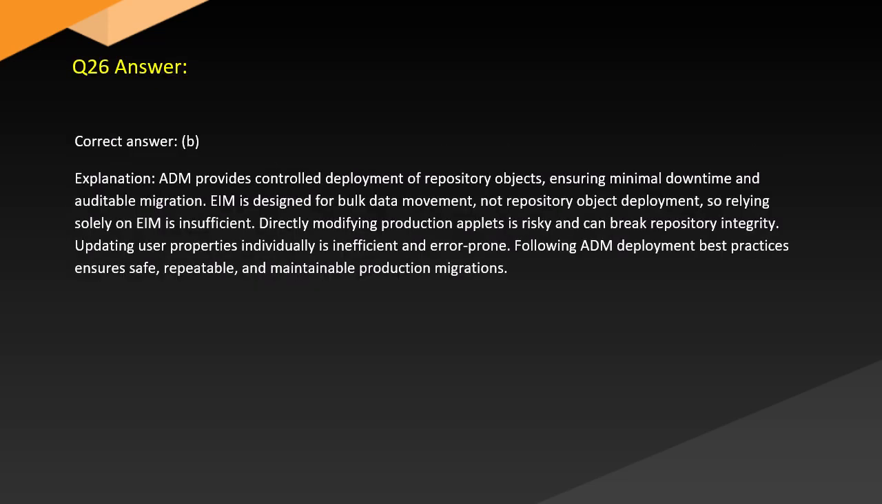Answer. Correct answer: B. Explanation. ADM provides controlled deployment of repository objects, ensuring minimal downtime and auditable migration. EIM is designed for bulk data movement, not repository object deployment, so relying solely on EIM is insufficient. Directly modifying production applets is risky and can break repository integrity. Updating user properties individually is inefficient and error-prone. Following ADM deployment best practices ensures safe, repeatable, and maintainable production migrations.